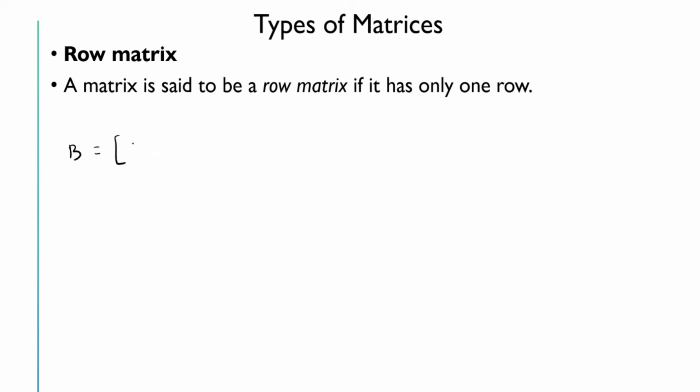Say for example, B is equal to root 2, 8, then 30, 51. So this is a 1 by 4 matrix, represented as B is equal to Bij of order 1 by n.